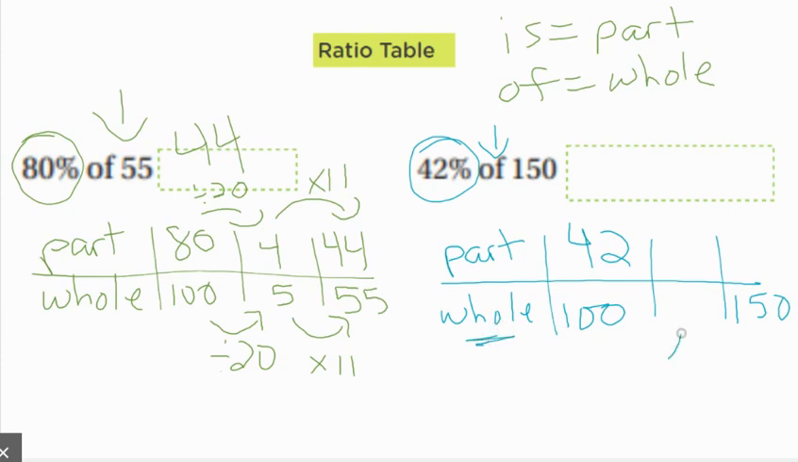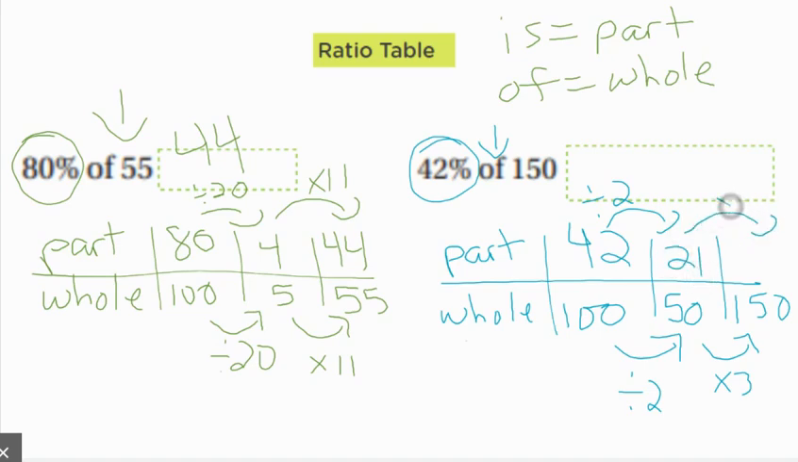We're not bringing it here because you can't go directly from 100 to 150. That's the whole point of that. We're finding our middleman. So we need to bring it down to 50. So we're going to divide by 2, and then we're going to multiply by 3. So 42 divided by 2 is 21, and then 21 times 3 is 63. So your answer is 63.